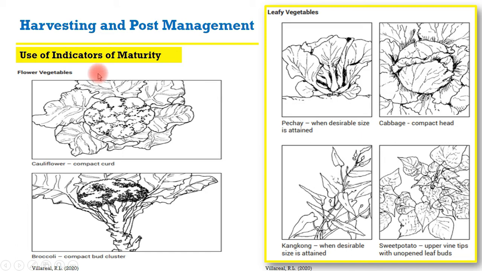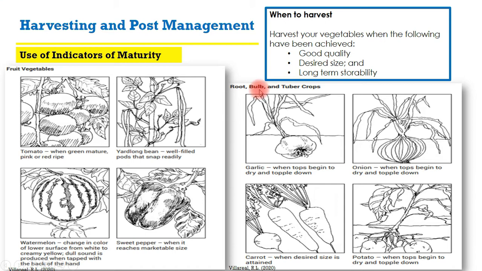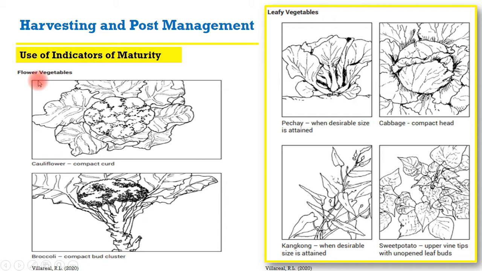We already discussed the use of indicators of maturity for fruit vegetables and for the root, bulb, and tuber crops, and now we're going to add information on how to use indicators of maturity for flower vegetables. For cauliflower, you can harvest it if there is a compact curd. For the broccoli, a compact bud cluster.